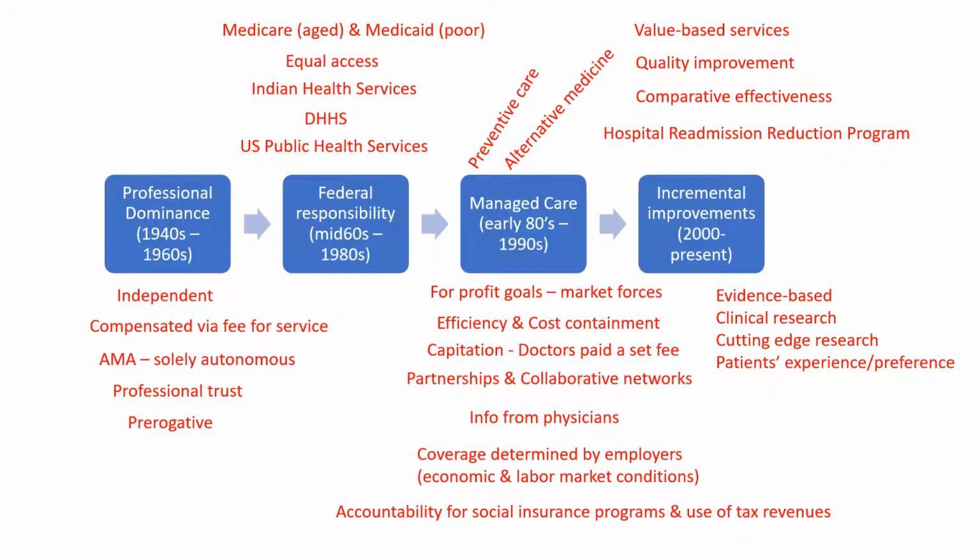So, these are the different characteristics of healthcare under the four different eras. When we were under the professional dominance era, physicians were independent, private. They were compensated through fee for service. And the American Medical Association is very influential, highly autonomous. They had a lot of power under this era. Before shared control happens in the subsequent eras, AMA was very powerful under this era.